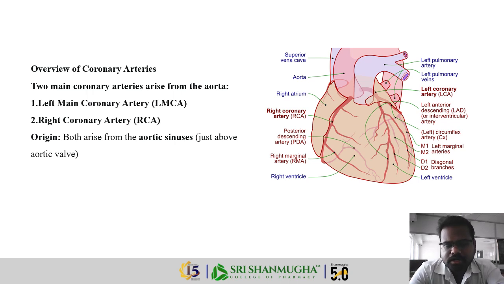In the coronary circulation, what are all the arteries and veins involved? That we will go into in the sessions. First, the overview of coronary arteries: the arteries that supply the oxygenated blood. There are two main coronary arteries arising from the aorta. The first is the left main coronary artery, that is LMCA, and the second is the right coronary artery, that is RCA. Both arise from the aortic sinus, just above the aortic valve.